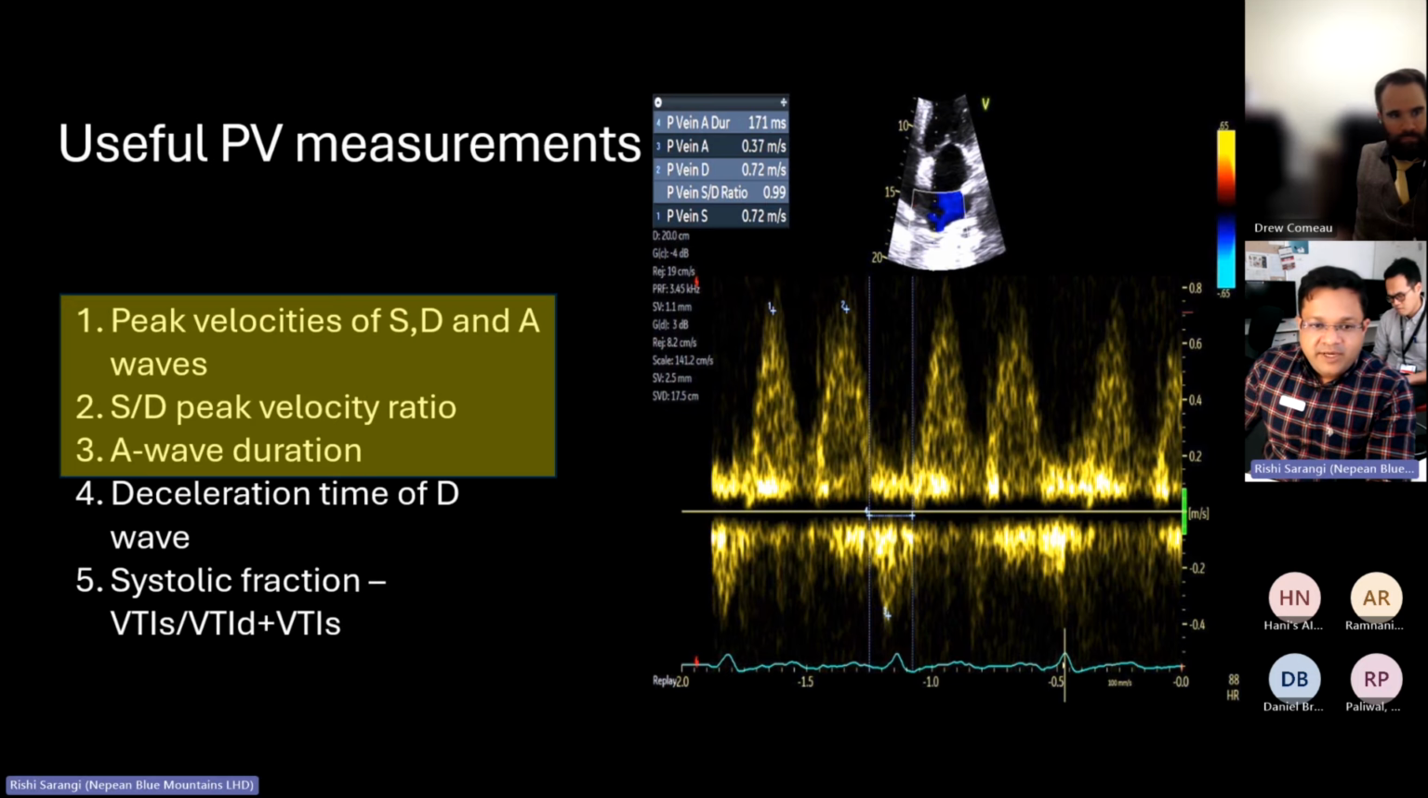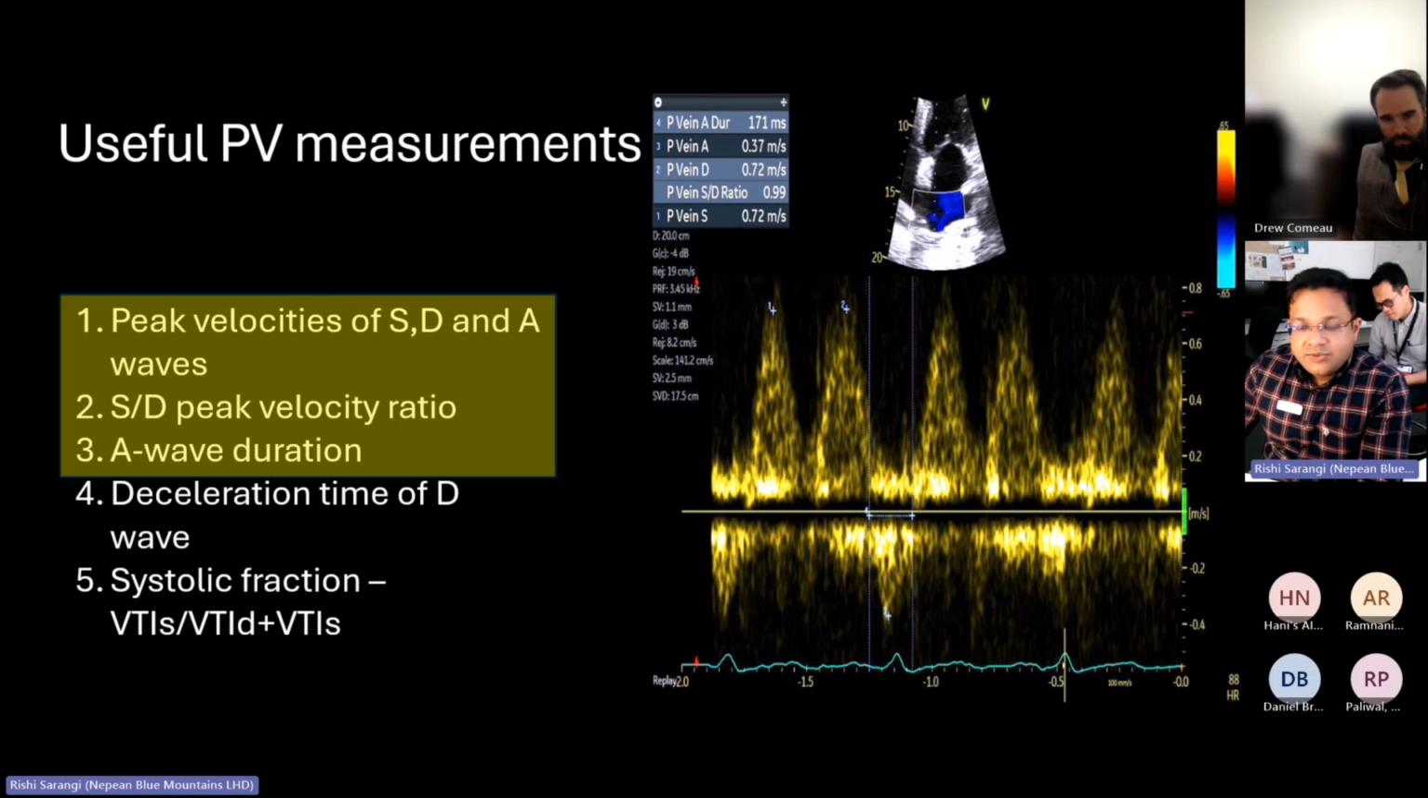These are some useful pulmonary vein measurements which we do in day-to-day practice. The measurements we do are the peak velocities of the S, D, and A waveforms, and the A wave duration. There are 2 other parameters we can use: the deceleration time of the D wave and the systolic fraction, which is the VTI of the systole divided by the sum total of the VTIs of the S and D waves. These are the 3 we commonly use in day-to-day practice, which the sonographers even do in their practice.